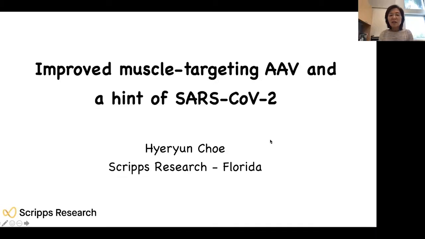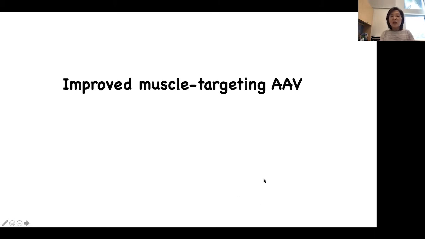AAV, and in the later half of the talk, I'm going to talk about our recent work on SARS coronavirus 2. So first, the improved muscle targeting AAV.